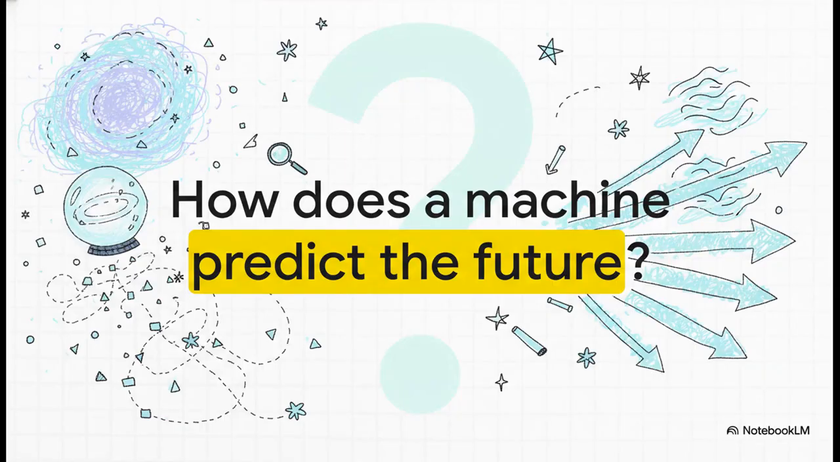So, how does a machine predict the future? It really can feel like some kind of magic, right? But the secret isn't a crystal ball. Nope. It's all about finding hidden patterns and relationships in data that we already have. And then it uses those patterns to make a really educated guess about something new.